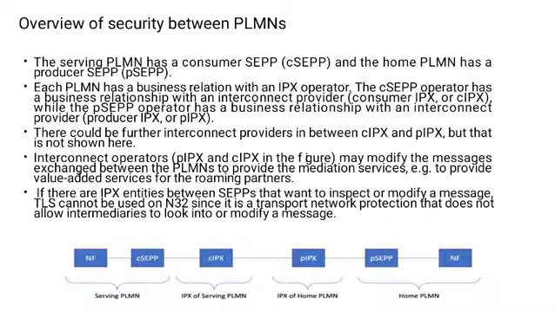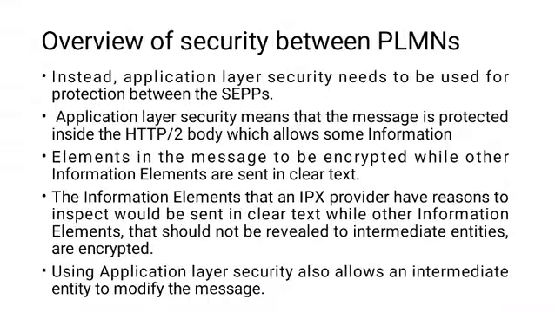So already we discussed this in the network layer. The serving PLMN has a consumer SEPP and the home PLMN has a producer SEPP. The PLMN has a business relation with an IPX operator. There could be a further interconnect between the cIPX and pIPX, but it is not shown. The interconnect operator may modify the message exchange between PLMNs to provide mediation service and value-added service for roaming partners. So this is the way this communication can be done.